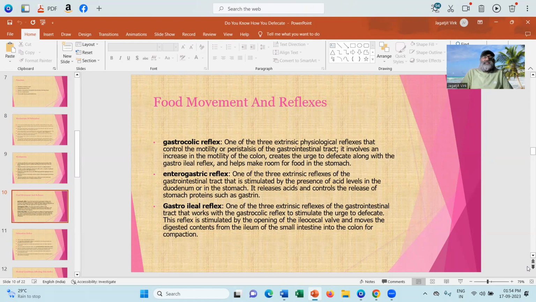Gastroileal reflex, one of the three extrinsic reflexes of the gastrointestinal tract, works with the gastrocolic reflex to stimulate the urge to defecate. This reflex is stimulated by the opening of the ileocecal valve and moves the digested contents from the ileum of the small intestine into the colon for compaction.